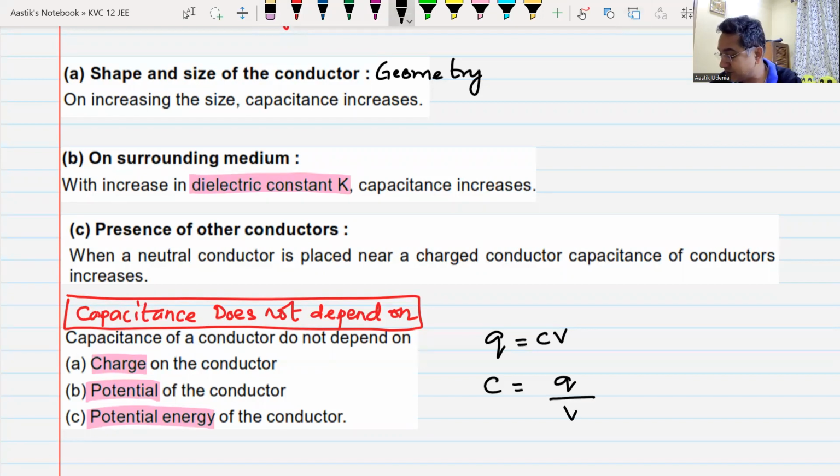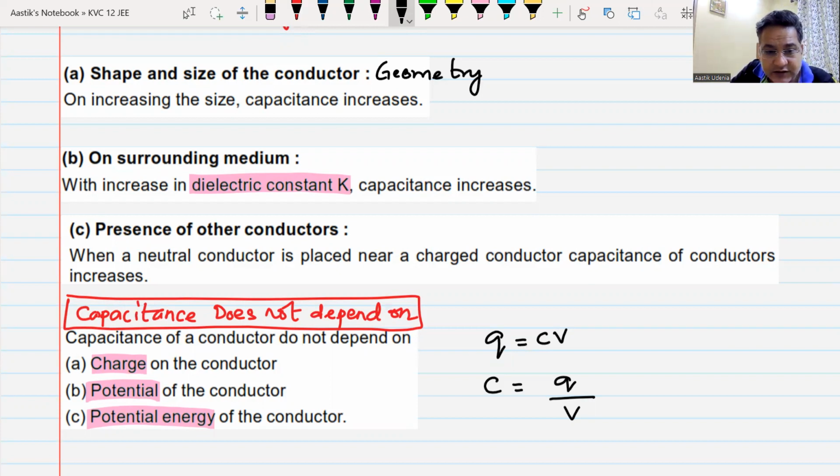That is how you just measure the capacitance. It does not depend on the charge. Capacitance is just the measure of the ability to store charge. How much charge it can store, that ability is capacitance. It does not depend on what charge is actually present on the conductor. We understand this? So that is the first point that you must understand here.